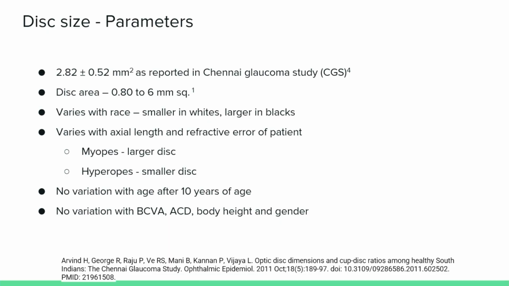Now the disc size parameters. Average disc size is 2.82 plus minus 2.52 mm as reported in the Chennai glaucoma study. However, the disc size area can vary from 0.8 to 0.6 millimeter square. It varies with race. It is smaller in whites and larger in blacks, and varies with axial length and refractive error of the patient also. Myopes usually have larger disc, whereas hyperopes have smaller disc. There is no variation with age after 10 years, and there is no variation with BCVA, anterior chamber depth, body height and gender.